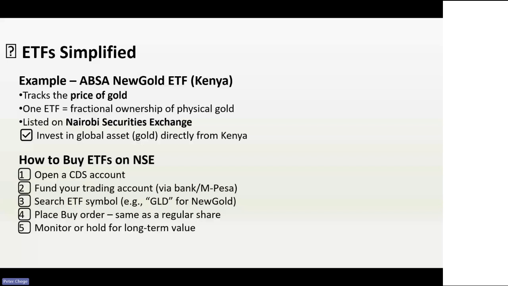Then how do you buy ETFs at NSE? You just open the normal CDS account. On DigiTrader, on the portal, that account you open there is the one you are using. Fund your trading account using M-Pesa or bank. Then you go to your watch list and search for New Gold, or GLD. The code for it is GLD. Then you just monitor demand and supply, decide on the price or order type. Then you just place the order regularly, just like you are buying shares. Then it goes to your portfolio valuation and you start tracking its performance.